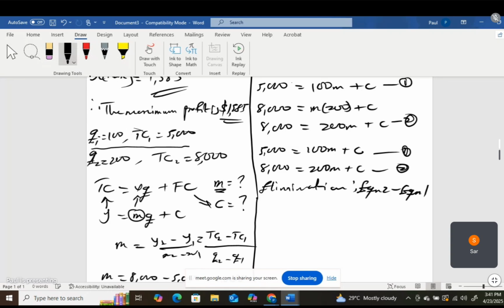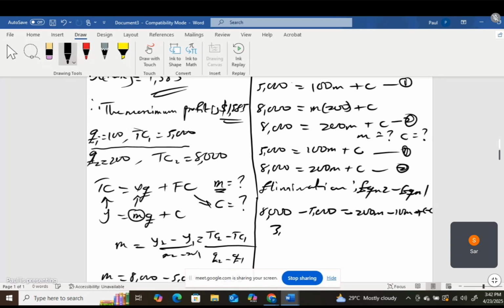Because we are finding M and C, we have to eliminate one so that we can find the other. So when we say equation 2 minus equation 1, then we get 8,000 minus 5,000 being equal to what? 200M minus 100M plus C minus C. Do you understand?